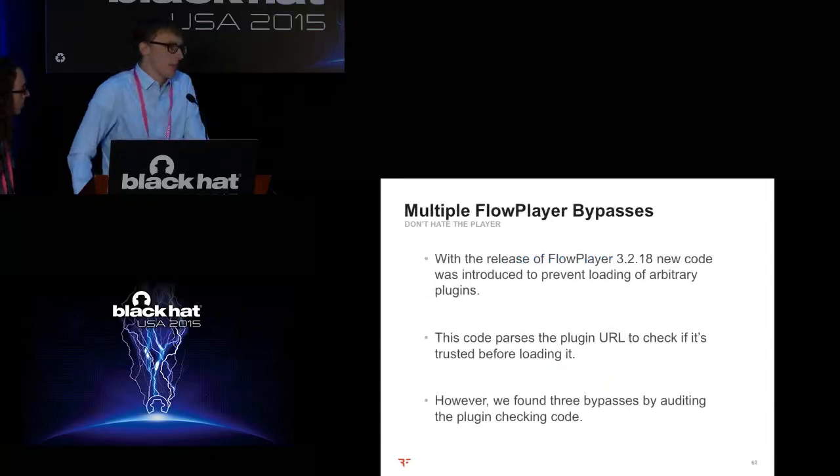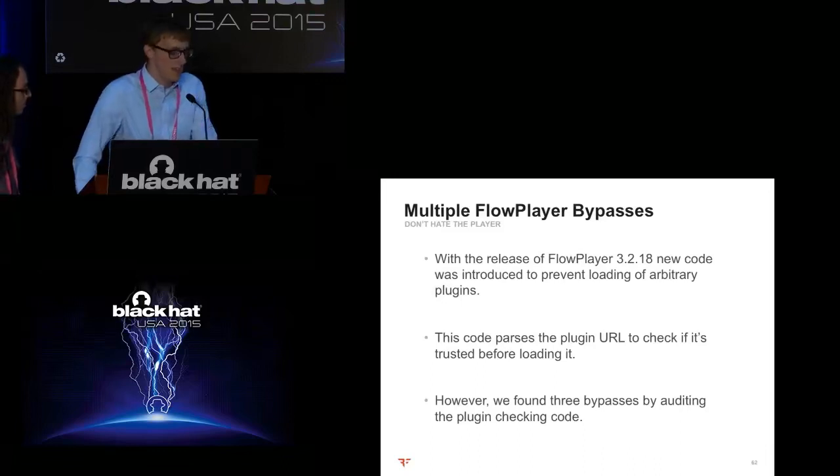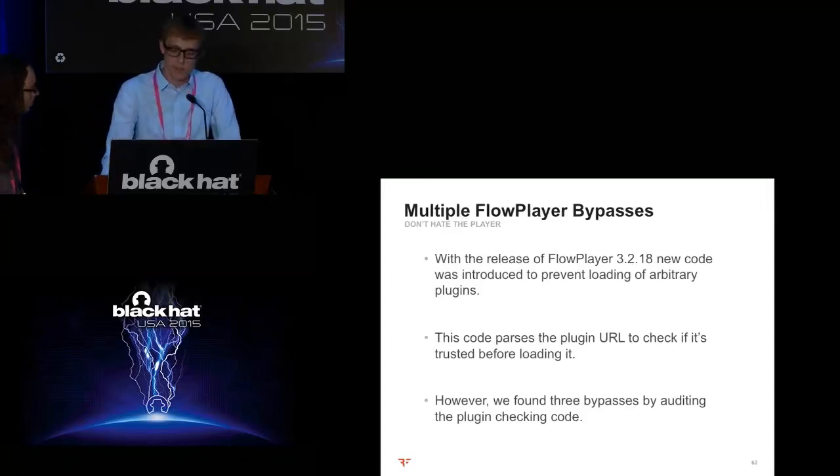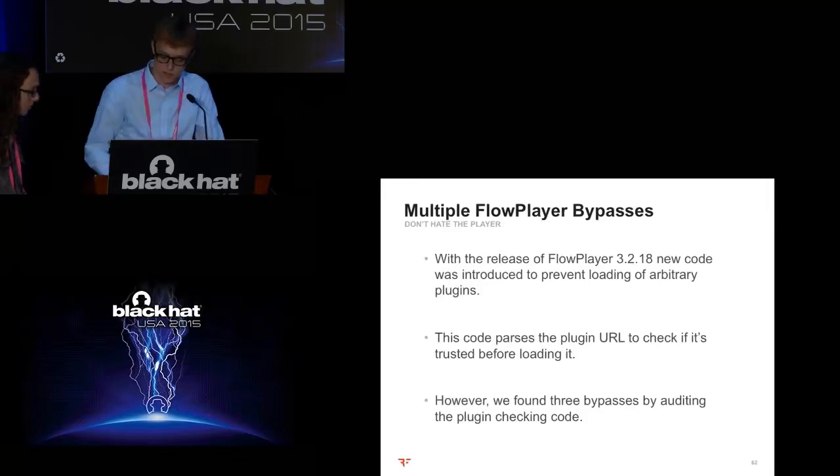So FlowPlayer at one point realized this is a really bad deal and we need to fix this. They released a new version, 3.2.18, and added functionality to check all of these plugin URLs that people provide when loading the player. The idea was to make sure they were either the same domain as the player or trusted, so attackers couldn't just willy-nilly hijack it. This code parses the URL of the plugin. The problem with that is that parsing URLs is actually quite a hard thing to do. Many people think of it as trivial, but in fact that's not the case. And we actually have an interesting story that goes with this.